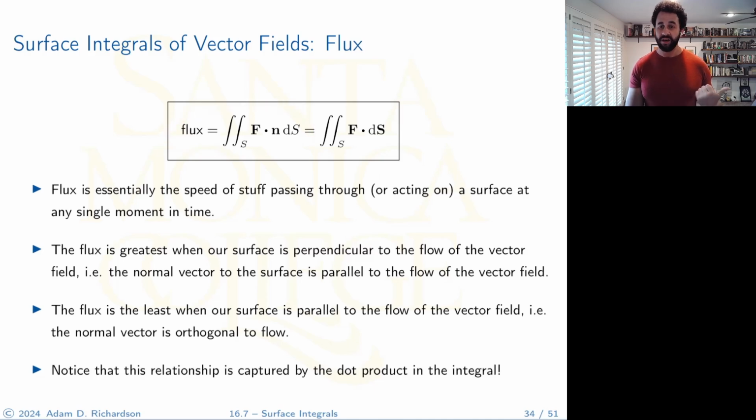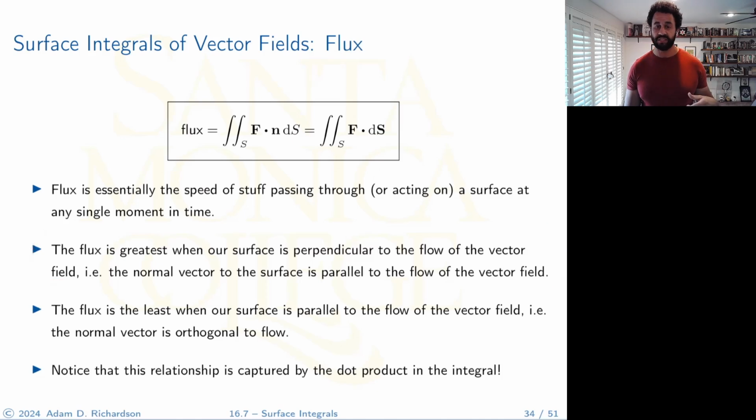Oftentimes, just for notational cuteness, we can rewrite this as F dot dS. It's literally merging these two things together, treating this as n times dS. So that's another way of expressing it. Just to reiterate, flux is essentially the speed of stuff passing through or acting on a surface at any single moment in time.